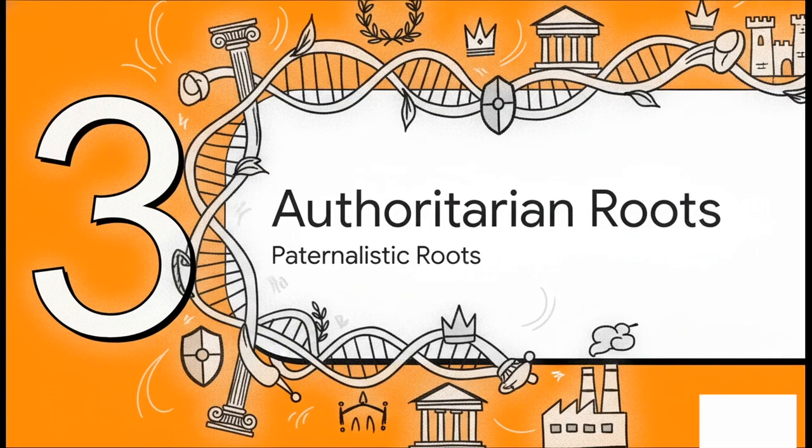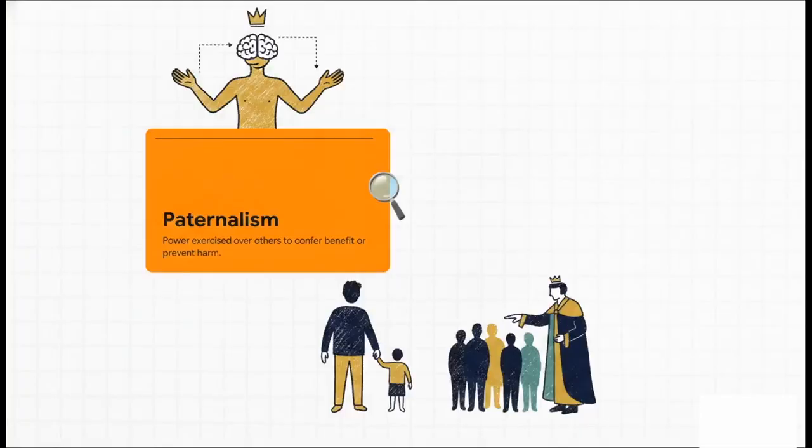Section 3. Authoritarian and paternalistic roots. Let's move on and see how this DNA builds into distinct historical movements. So if society is an organic body, it naturally forms a hierarchy, right? The brain has to lead and the hands have to follow.